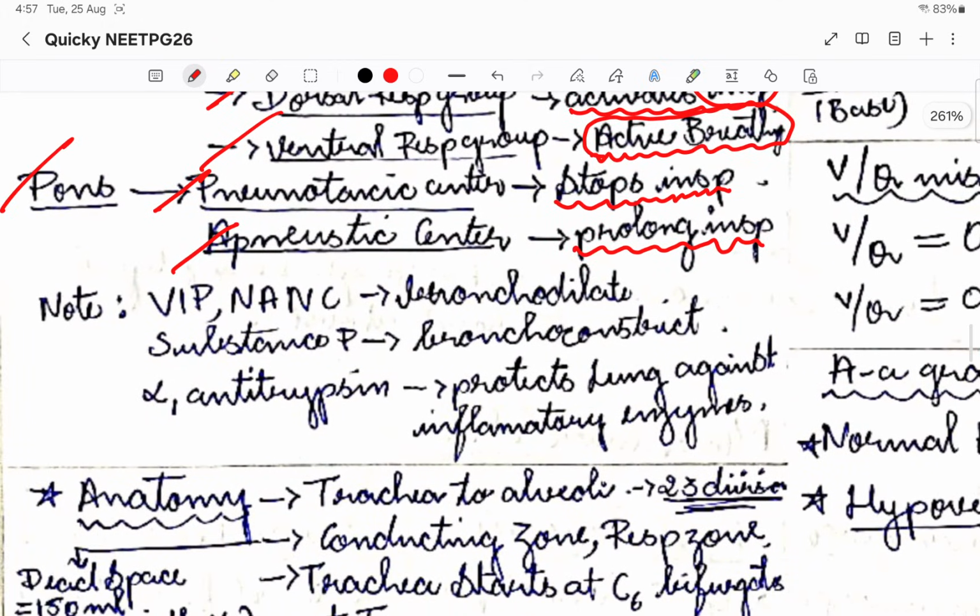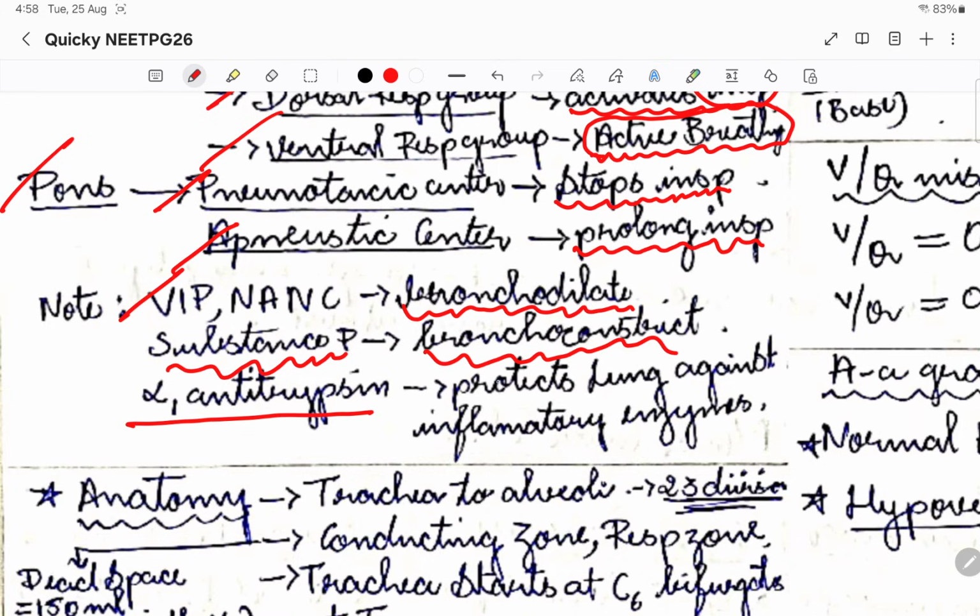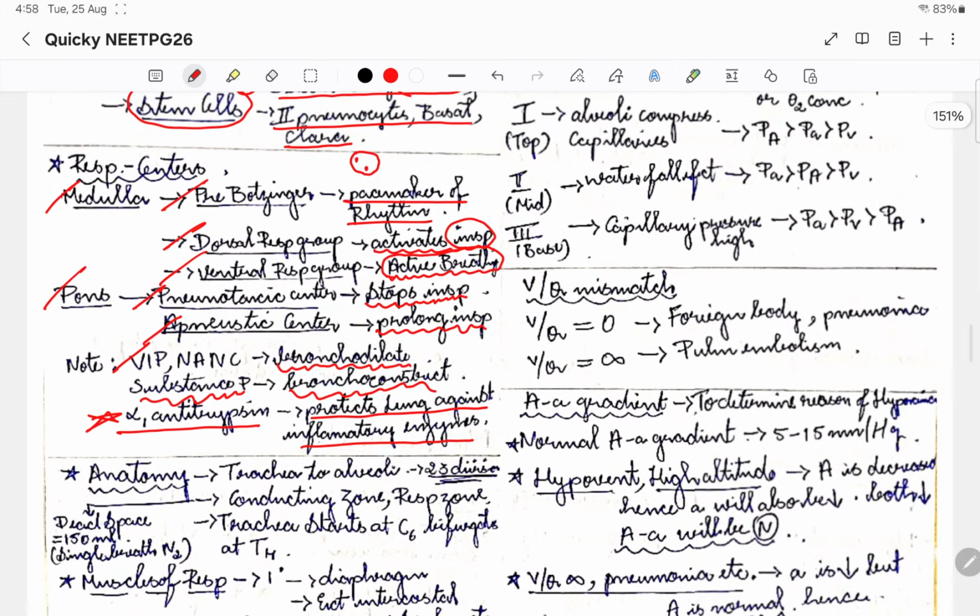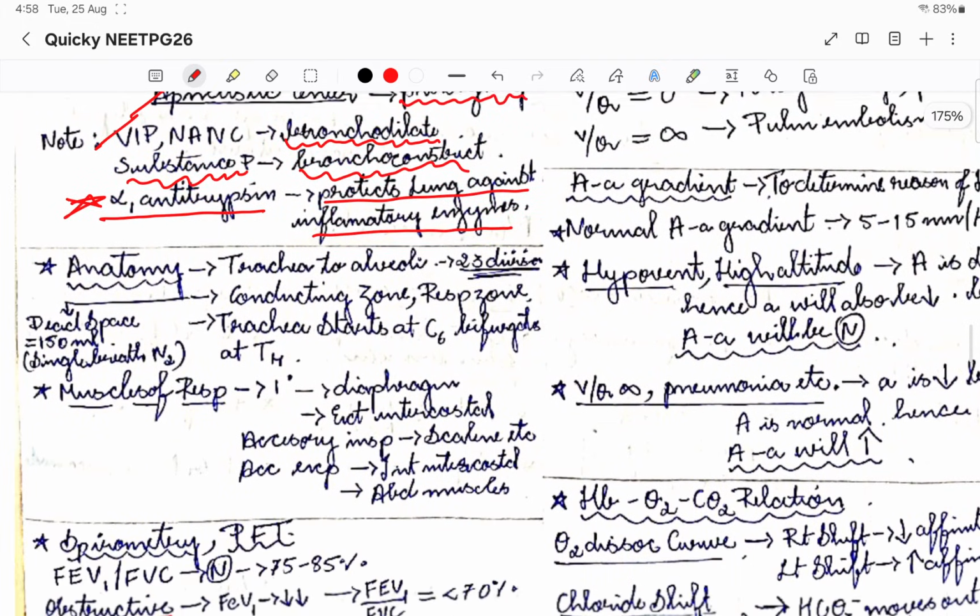There are substances helpful in regulation: VIP and NANC are helpful in bronchodilation, whereas substance P is helpful for bronchoconstriction. One more extra edge point is that alpha 1 antitrypsin protects the lung against inflammatory enzymes. Alpha 1 antitrypsin deficiency causes a particular pathology, and we'll discuss more about it. That is why alpha 1 antitrypsin is very important. This is with respect to respiratory centers and their regulation.